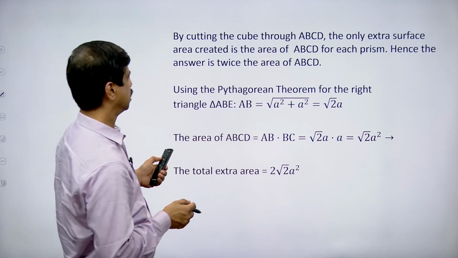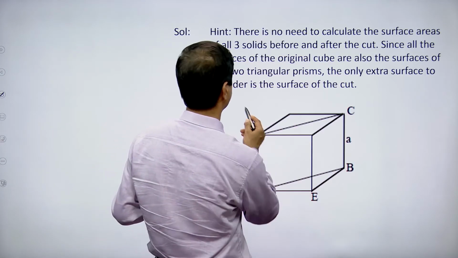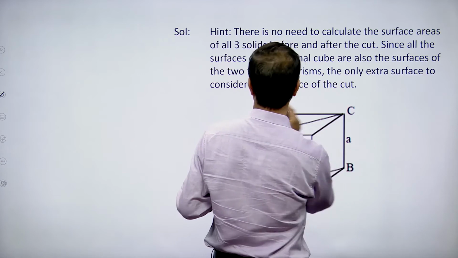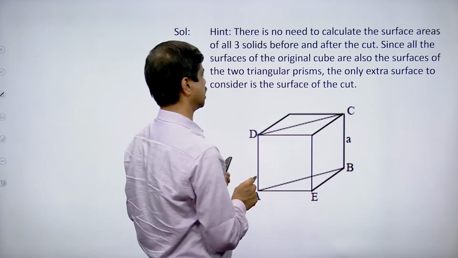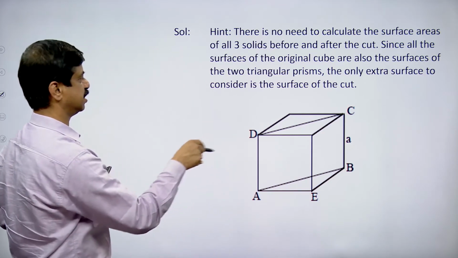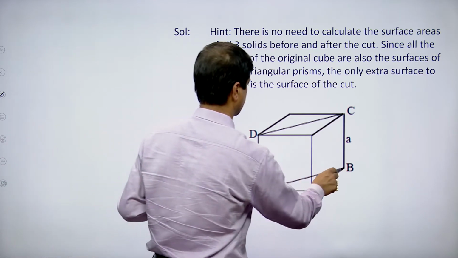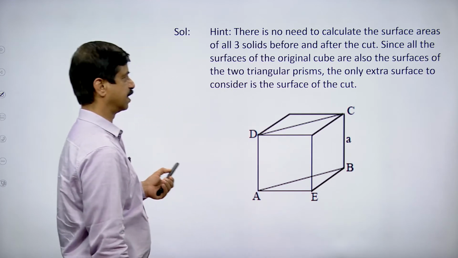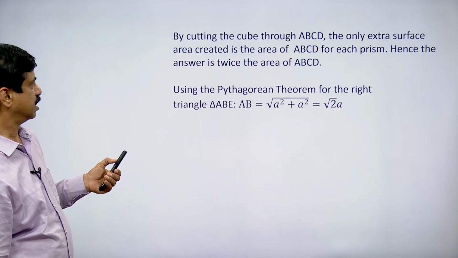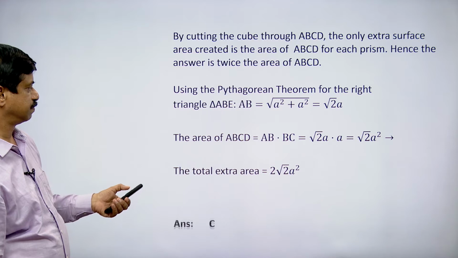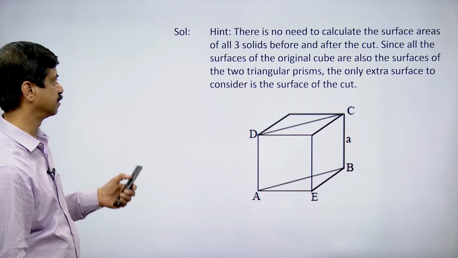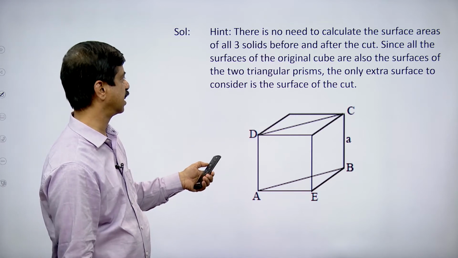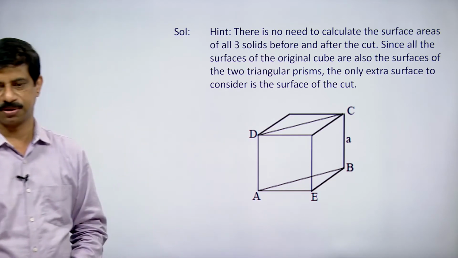So that means he is asking you to find out what? Only the extra surface considered, the surface of the cut. So this is one extra surface you are getting, that is base into height. So this is root 2A into A, like that. So that's what he is asking you to find out. Right, children? Please note it fast, quick. From here you start copying. Anyway, this is a click, you can take it fast.